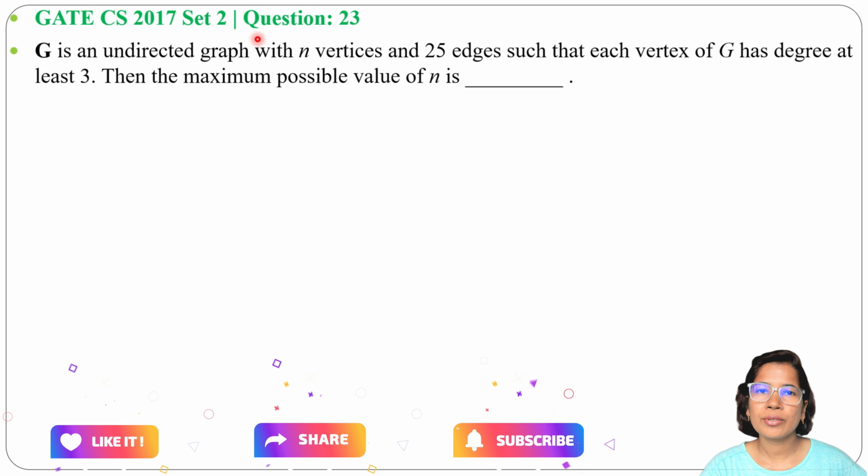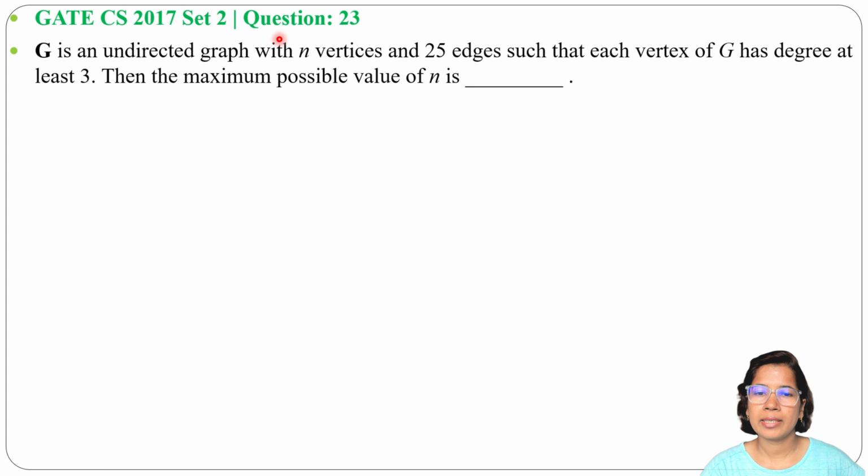Let's solve one previous question of graph theory. This question was asked in GATE CS 2017 set 2, question number 23. G is an undirected graph with n vertices and 25 edges such that each vertex of G has degree at least 3. Then the maximum possible value of n is dash.